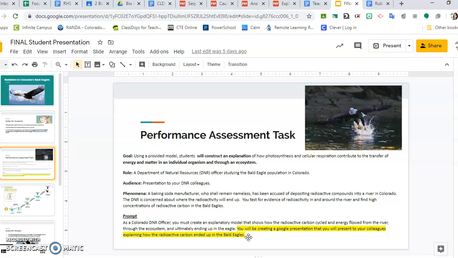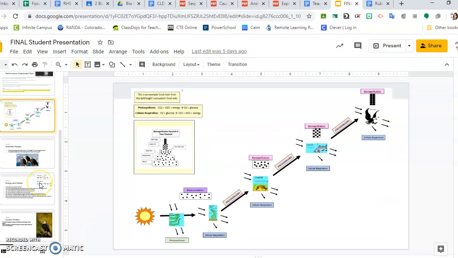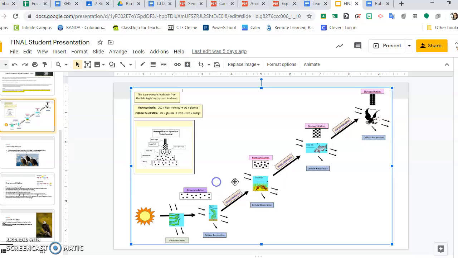I will be grading your presentation. You will not have to actually present your presentation. You're creating a slideshow so that you could explain what's going on if this was a real life scenario. Slide 4 is the model provided. There's a bigger version of this on a Word doc linked in Google Classroom.